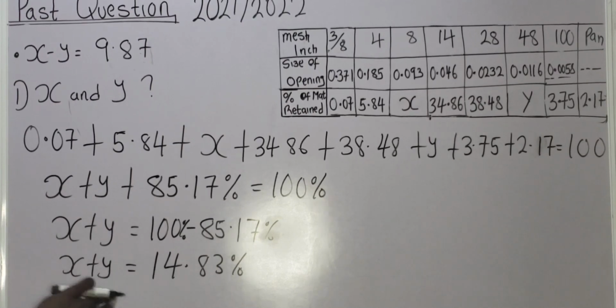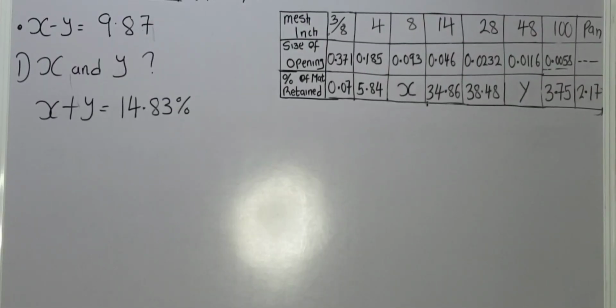Now we have to determine the value of x and y separately. This is the sum and this is their difference. You understand? So now, to determine the value of x and y, we have to solve the equations simultaneously. If you didn't understand simultaneous equations, I want you to pay attention here. Now let us write out our equations.